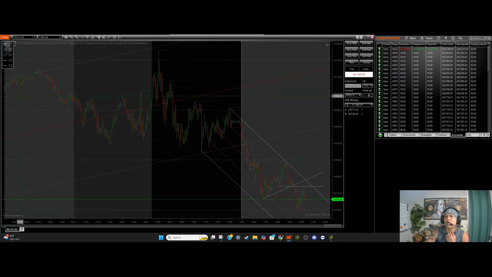What in the world happened? NQ. Oh, NQ. We flipped long and then, oh my God. I tell you, NQ's brutal. Wow. Wow. Wow. Now what? Is it going to go up? Is it going to go down?